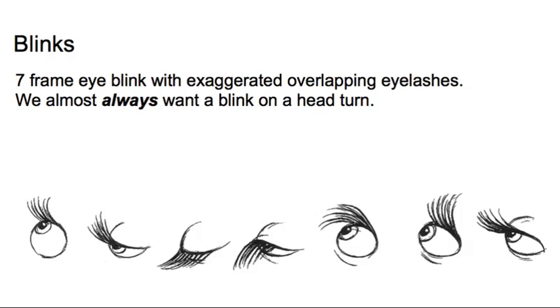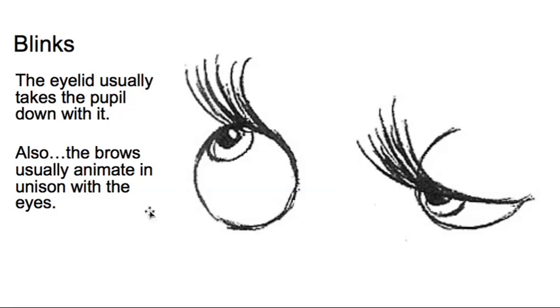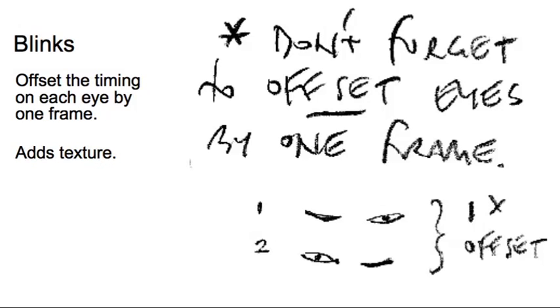Here's an exaggerated blink, or at least the eyelashes are very exaggerated. This is taken from the Animator's Survival Kit, and you can see here kind of overlapping action on these eyelashes as it comes up. And as you're bringing the pupil down in a blink, it's often nice, instead of just having the eyelid cover up the pupil, to have the eyelid lead the pupil down, and then as the eye opens again, it will lead the pupil up again. That's a nice detail that will give your blinks texture.